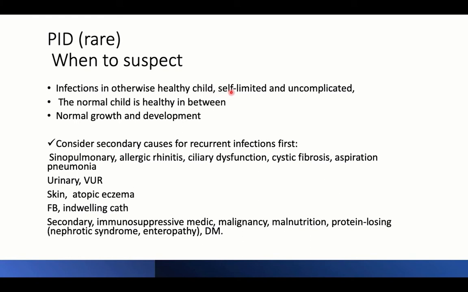But usually these infections are self-limited and uncomplicated. In between, the child is healthy and has normal growth and development. So consider that the child may have a secondary cause for recurrent infection first, before consideration of a primary immune deficiency. For example, having recurrent sinopulmonary infections, recurrent sinusitis, pneumonia, or whatever.